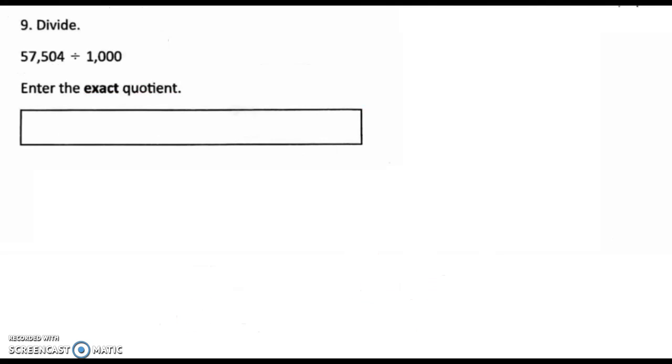All right, number 9 is super easy. All we have to do is divide 57,504 divided by 1,000. If you remember the rule from 5th grade, all you have to do is move the decimal over however many zeros you have. So if we have 57,504 and I have 3 zeros, how many numbers am I moving over? Just going to move right here, 3 numbers. It's easy peasy, right? I'll show you guys again right here. So there's 3 zeros, 1, 2, 3. And put your decimal right there.